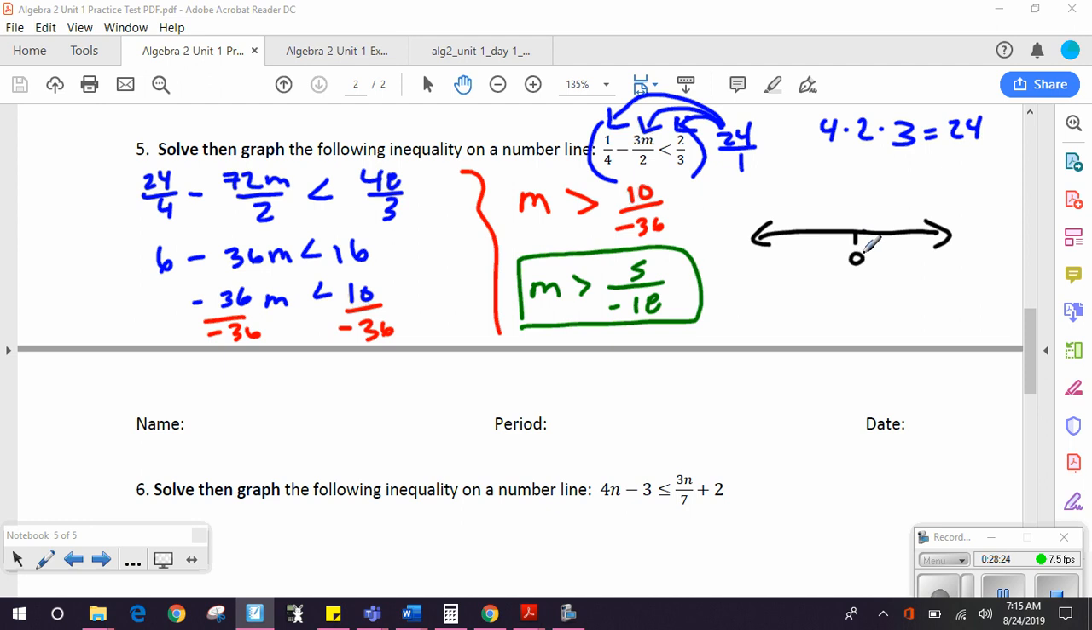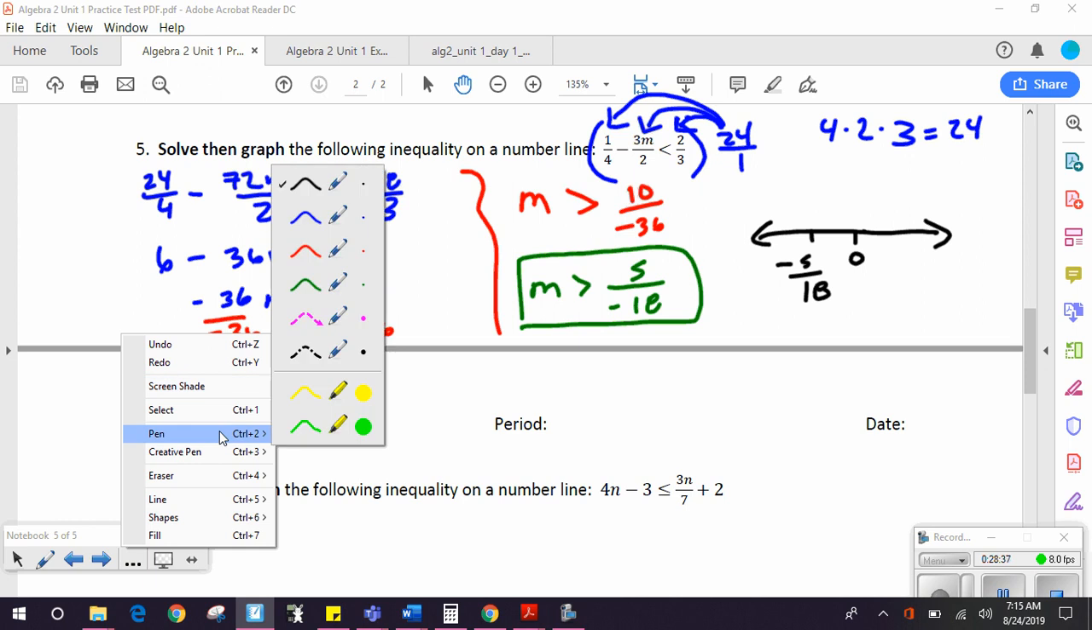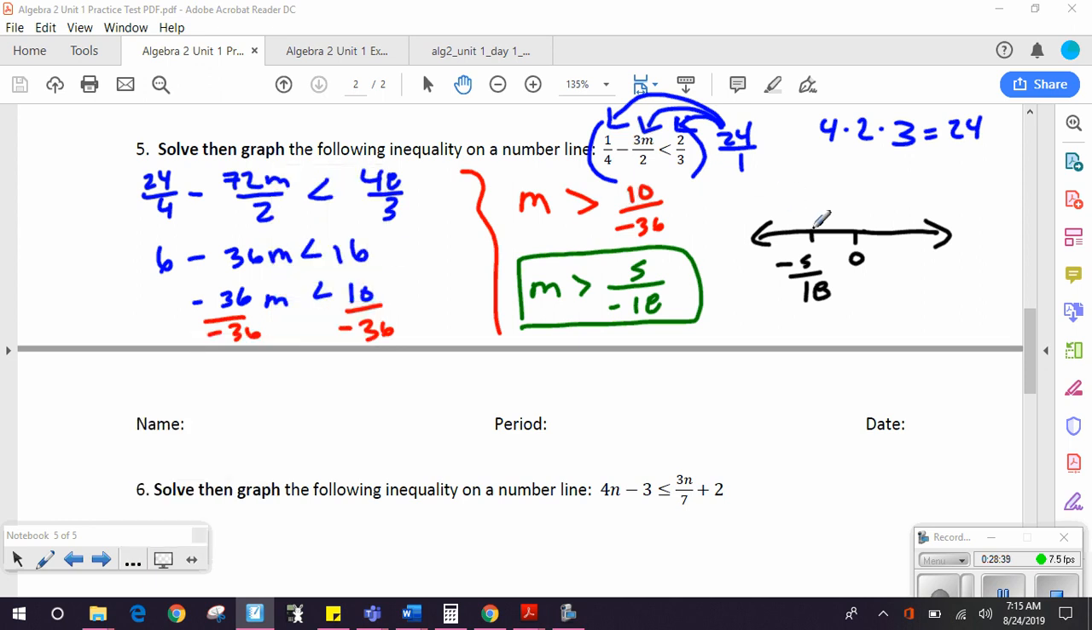I would put 0, and recognize that I'm on the left side of 0 because I'm at negative 5/18. I would need to have an open dot because it is not equal to, it is just greater than, and I shade everything to the right. So that's what it means by solve, which is what I boxed, and graph, which is on the number line. So we're going to take a moment and pause right here and reconvene in just a sec.